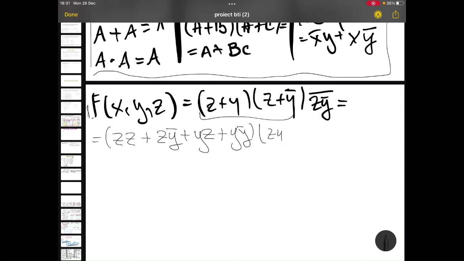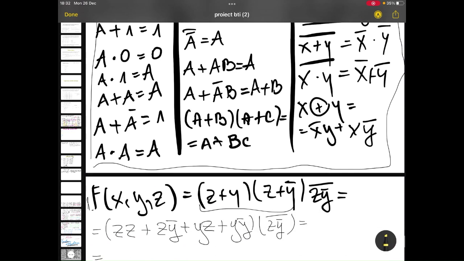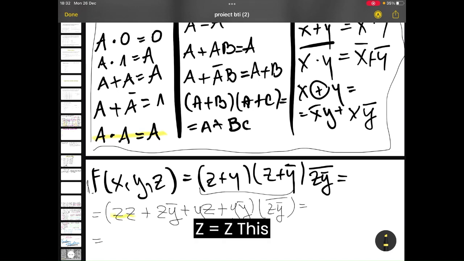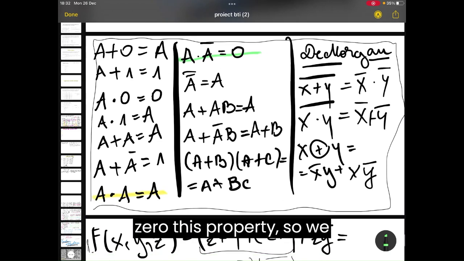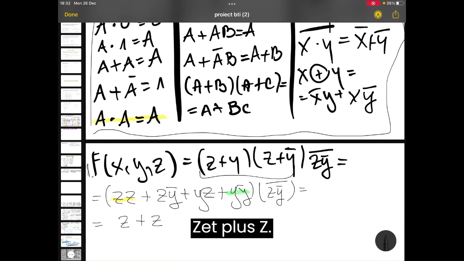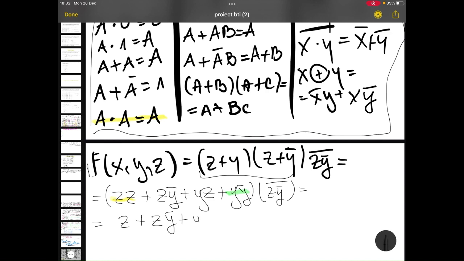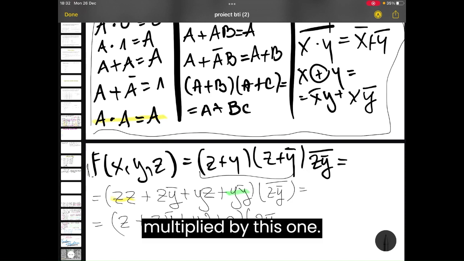And now we just copy this, and we will use some of these properties. So z or z equals z, this, and y or y negated equals 0. This property. So we just write z plus z or y negated plus yz plus 0, everything multiplied by this one.